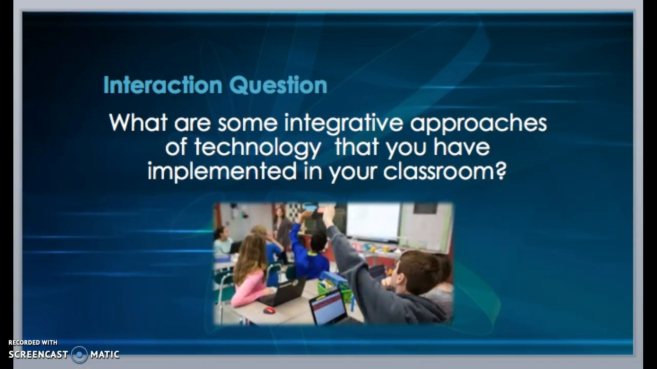Interaction question. What are some interactive approaches to technology that you have implemented in your classroom?